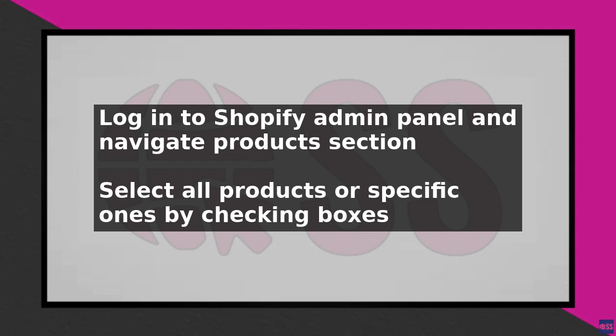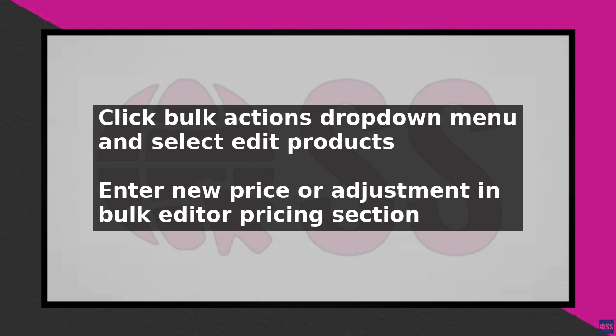First, log into your Shopify admin panel and navigate to the Products section. From here, click on the Select All checkbox at the top left corner of the products list to select all products. If you want to edit prices for specific products, you can select them individually by checking the box next to each product. Next, click on the Bulk Actions drop-down menu and select Edit Products.